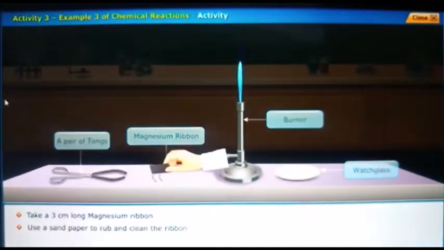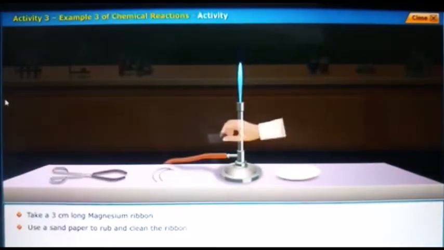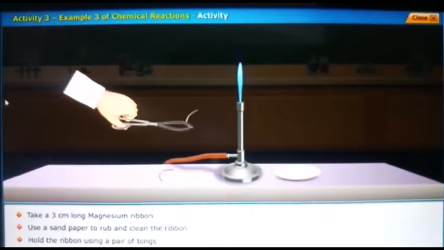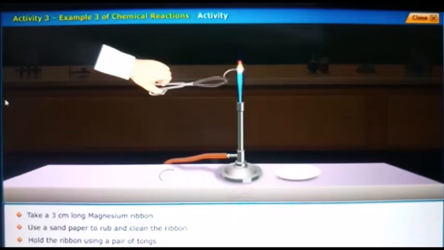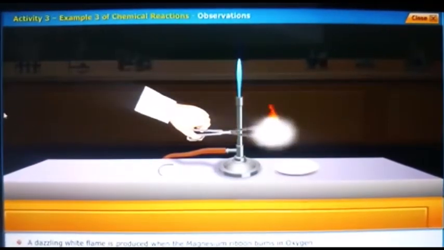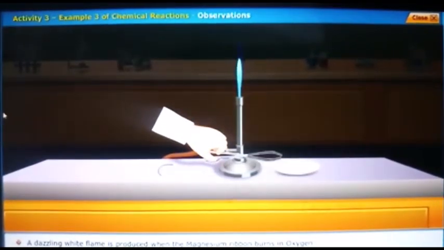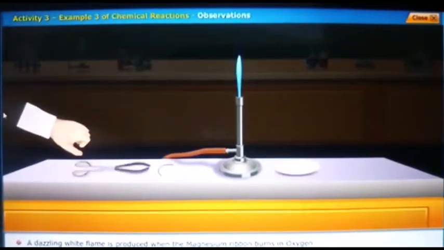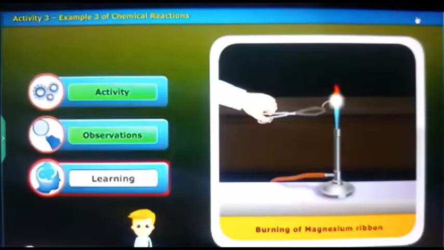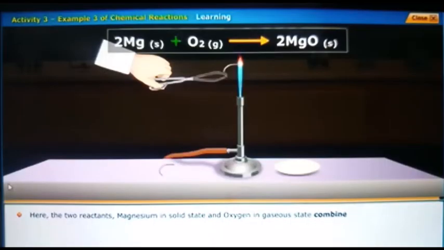Example 3 of chemical reaction. Take a 3 cm long magnesium ribbon. Use a sandpaper to rub and clean the ribbon. Hold the ribbon using a pair of tongs. Burn the ribbon using a spirit lamp or a burner. Observation. We observe a dazzling white flame is produced when the magnesium ribbon burns in oxygen. A white powder is formed and is collected in a watch glass.